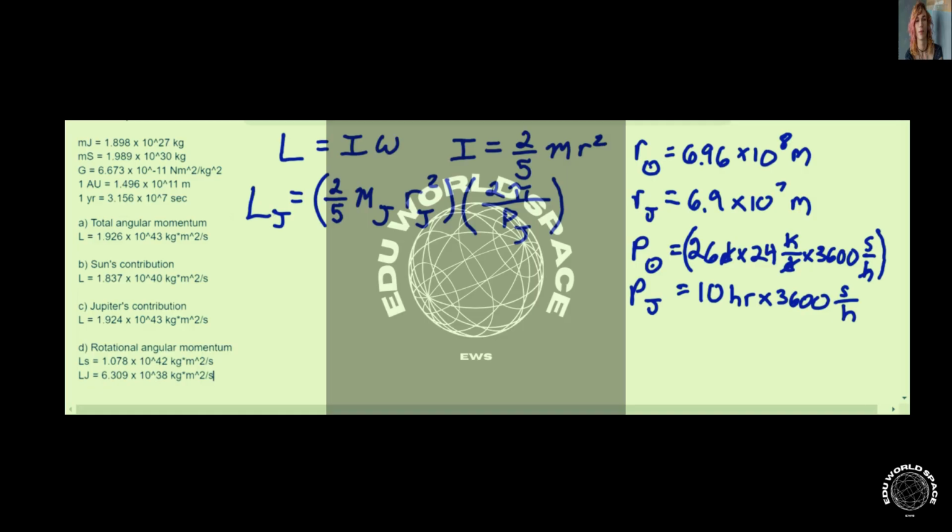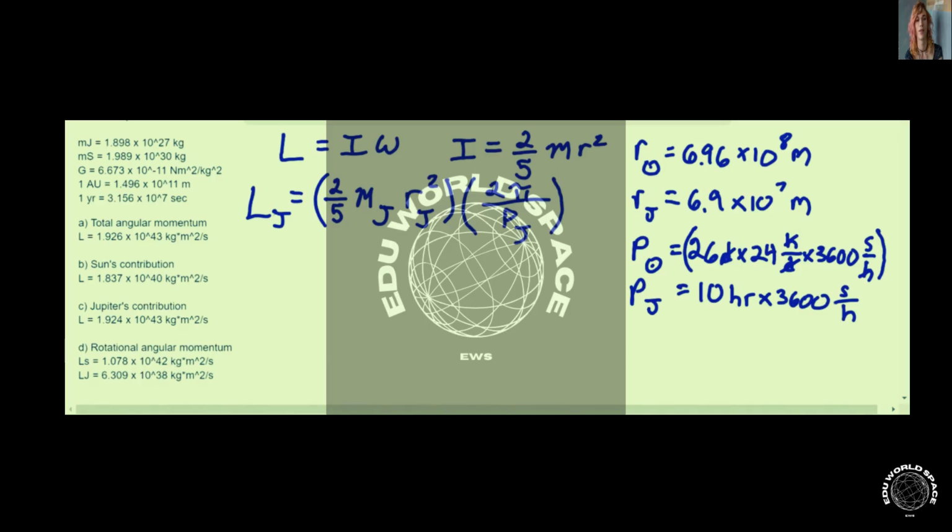And we get that the rotational angular momentum of Jupiter is 6.309 times 10 to the 38th kilogram meter squared per second. Finally, the last part of the problem just asks us to compare which contribution or which element contributes the most to the total angular momentum of the system.